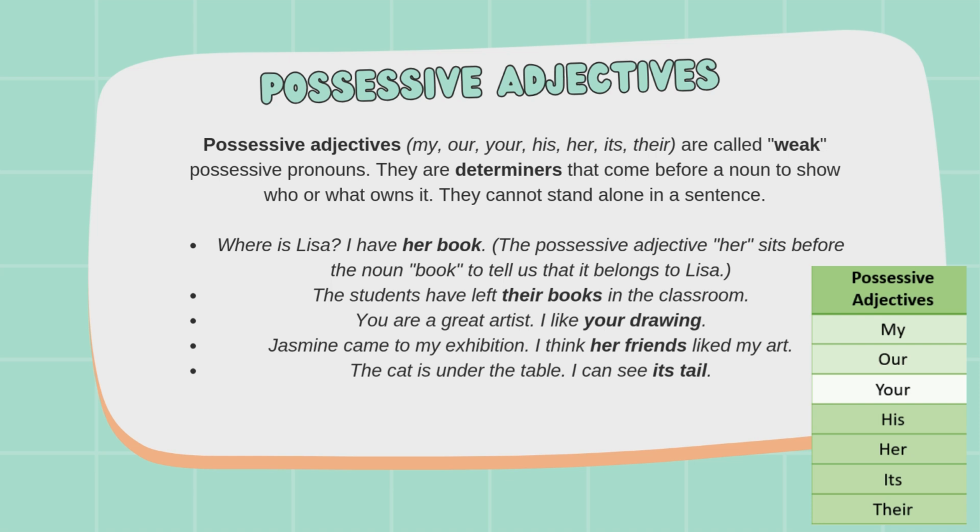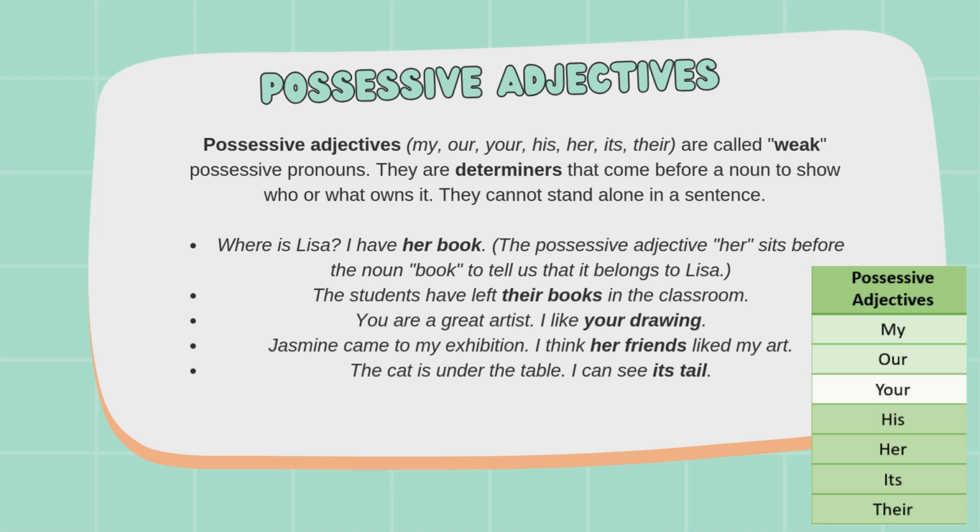Let's take another example. The students have left their books in the classroom. Their books. There is a possessive adjective that comes before the noun books. It tells us that the books belong to the students. Their books, the students' books.